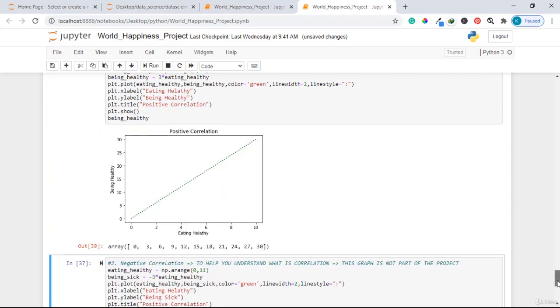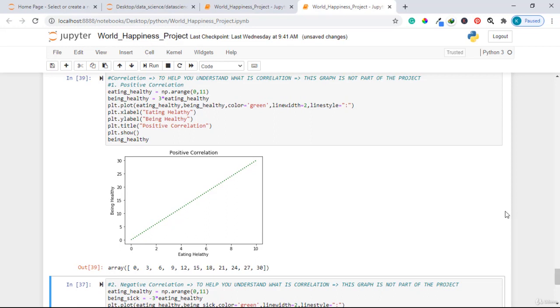So if you look closely, if you can remember, the arange function creates an array from 0 to 10 in this case. And so here we have eating healthy is 0, and being healthy in this case will be 0. When eating healthy is 1, being healthy in this case will be 3, since I'll be multiplying by this 3 here. So it goes like that. When I increase the values of eating healthy up to 10, the value of being healthy also increases up to 30.